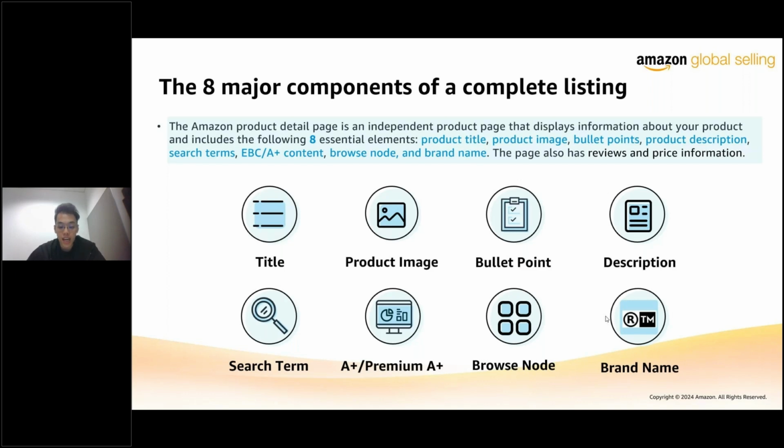The bottom 4 are add-ons, more about optimizing at regular times, starting with search terms. A plus and Premium A plus are added content to show the unique selling point of the product from a more visual perspective. For example, if you're selling groceries with a specific ingredient, you can share a recipe and the health benefits. Browse node is actually the subcategory of the product, and the last is brand name.